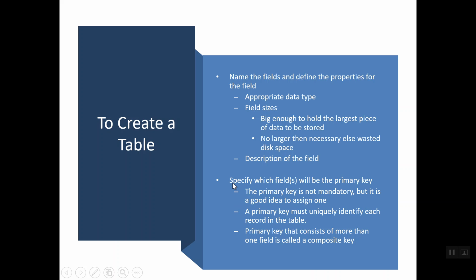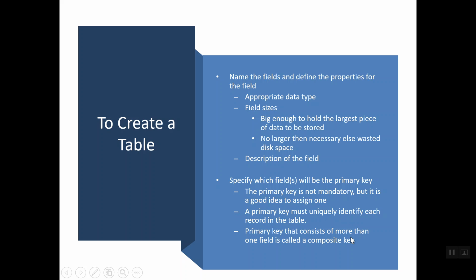Once we define all the fields, we figure out which field is going to be the primary key. This is a qualifier from Access: a primary key is not mandatory, but it's a good idea and best practice. Assign a primary key. The primary key must uniquely define each record in the table. That's a uniqueness requirement.